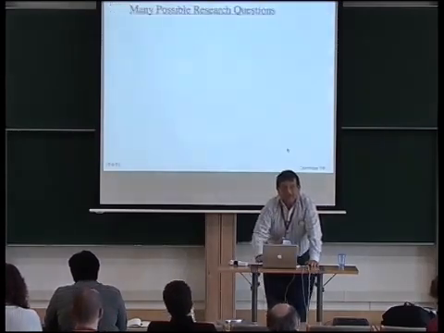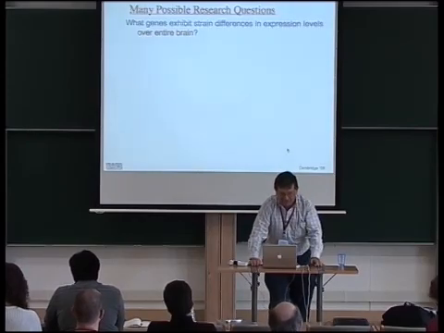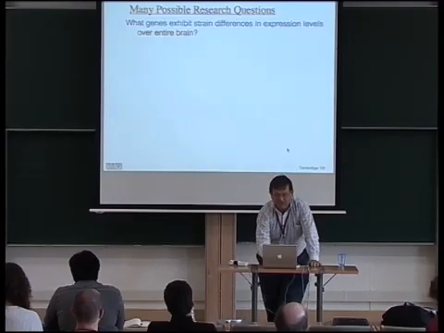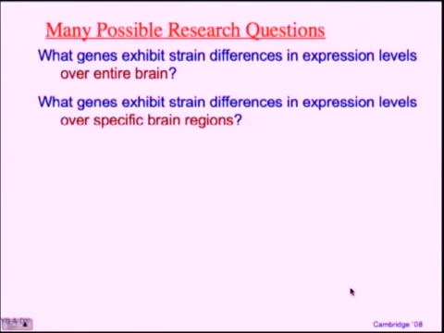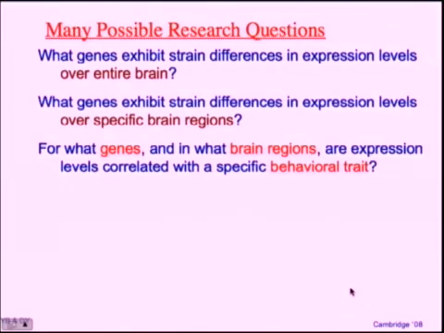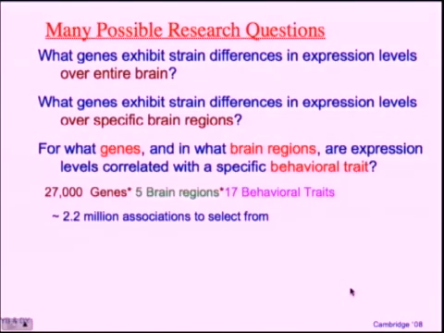And this raises a lot of extremely interesting questions, like what genes exhibit strain differences in expression levels over the entire brain, or what genes exhibit strain differences over specific brain regions, or for what genes and in what brain regions are expression levels correlated with specific behavioral traits. Now, notice that just this last research question involves some 2.2 million associations: 27,000 genes, 5 brain regions, 7 behavioral traits. So we're talking about a huge problem.